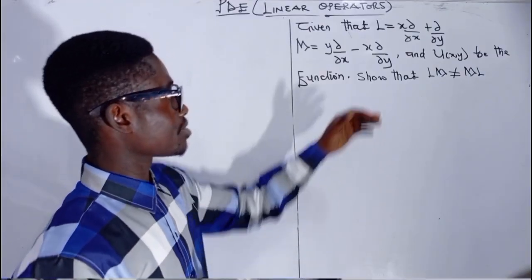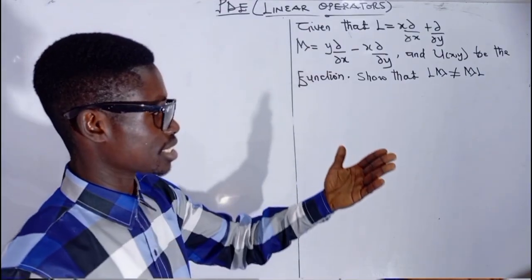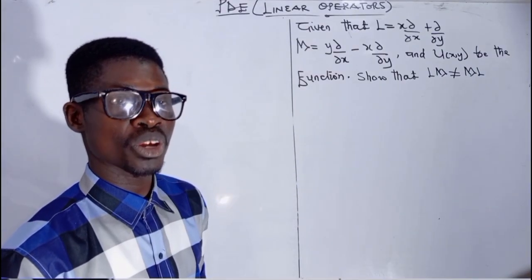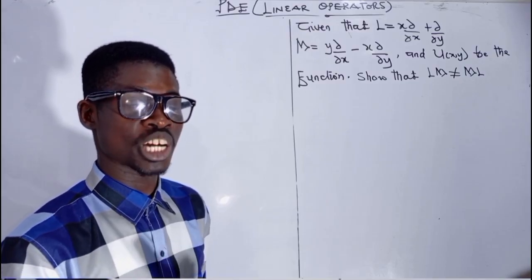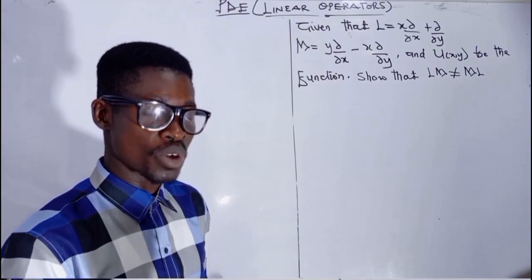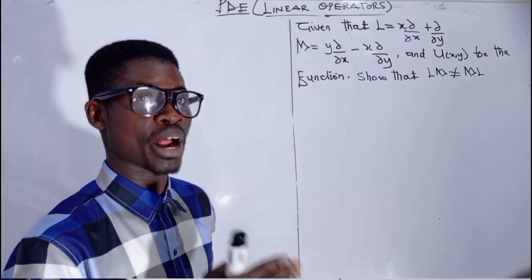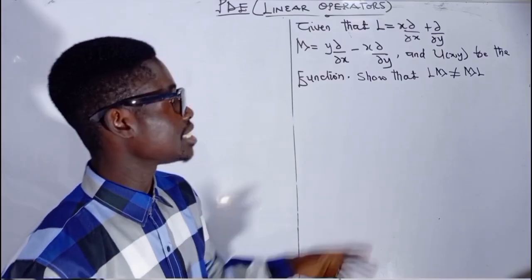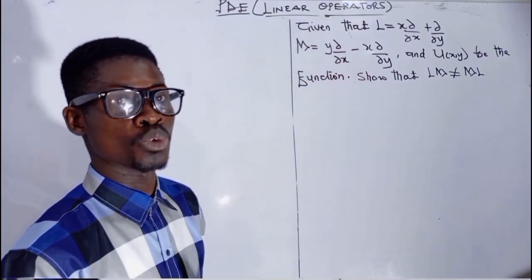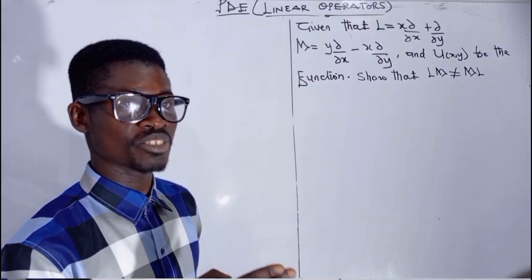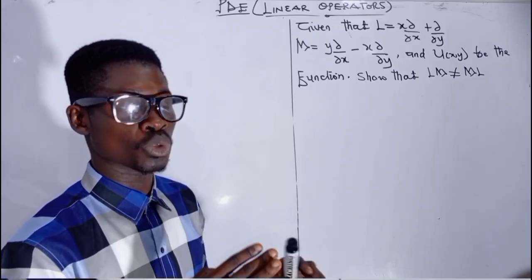So we want to look at this particular question under linear operators. And as I said earlier on, when you have linear differential operators with variable coefficient, the keyword is what? Variable coefficient. Then these linear operators will not commute. The commutative property of multiplication will not hold.